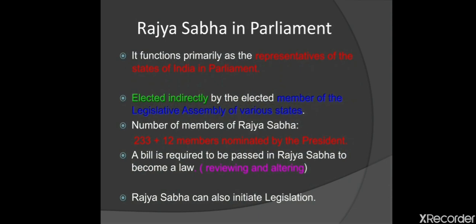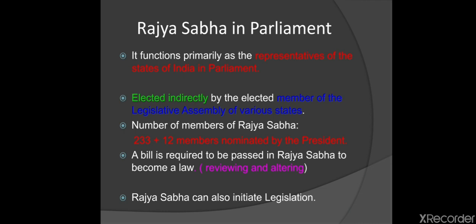And how are the members of the Rajya Sabha elected? Elected indirectly by the elected members of the Legislative Assembly of various states. Elected indirectly means the people are not involved in electing the members of the Rajya Sabha, like you saw previously.